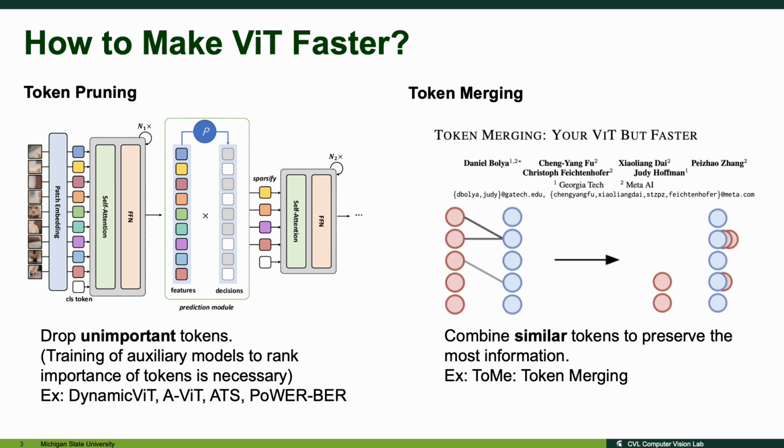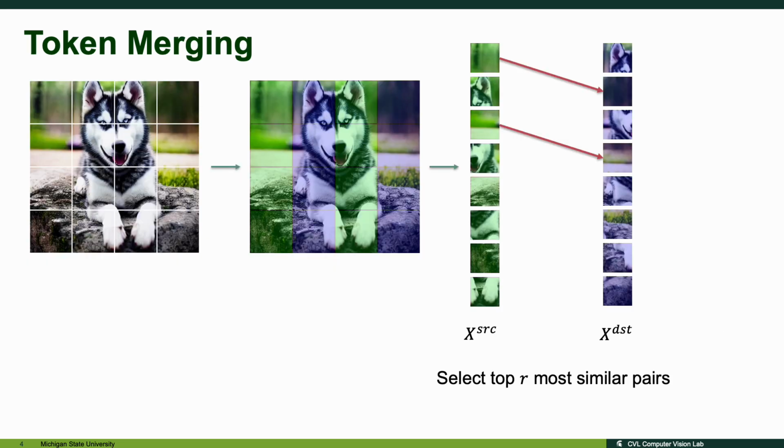Token pruning. This method involves eliminating less important tokens. It relies on specific criteria to gauge and decide which tokens are less critical and can be dropped. Token merging. This technique, highlighted in the paper Token Merging, focuses on amalgamating similar tokens. The rationale behind this is to consolidate tokens while retaining maximum information.